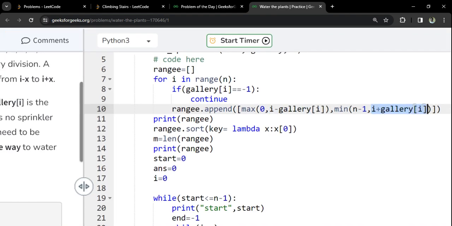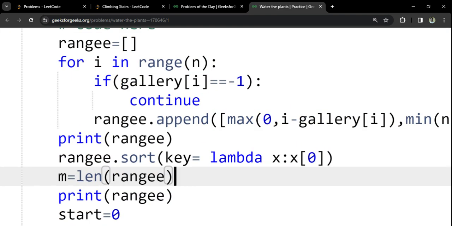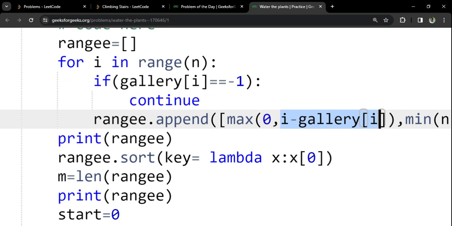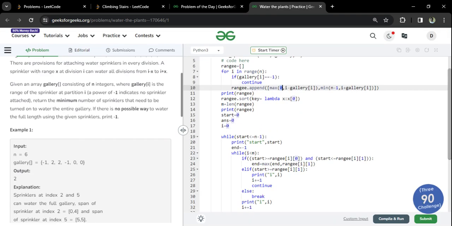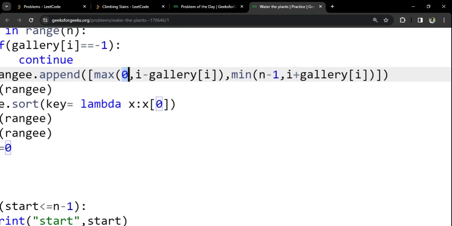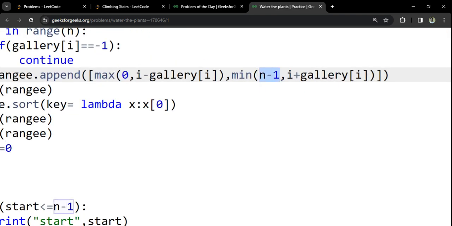Okay, in which this particular index can water. Okay, so I'm doing that range. Remember one more thing: if this range is getting negative, that is, the left index is getting negative, stop it at 0. Similarly, if the right index is crossing n-1, stop it at n-1. This is what we are going to do.